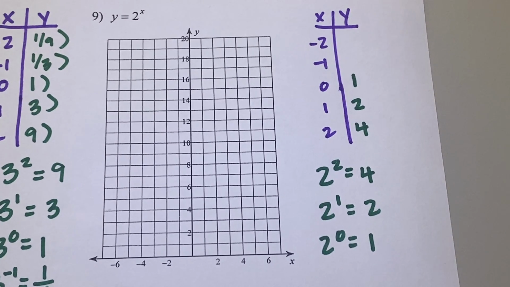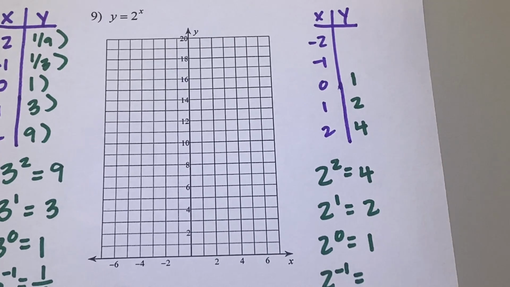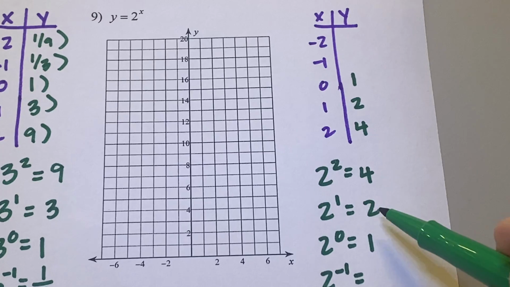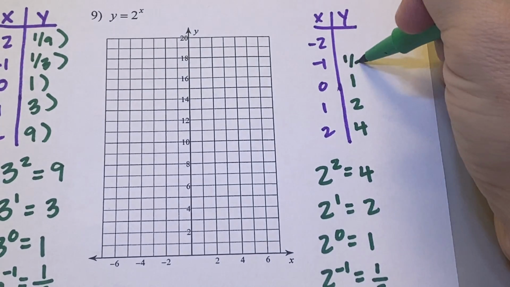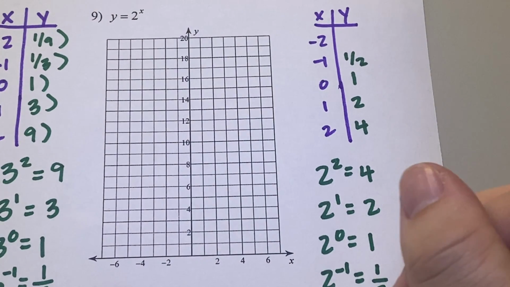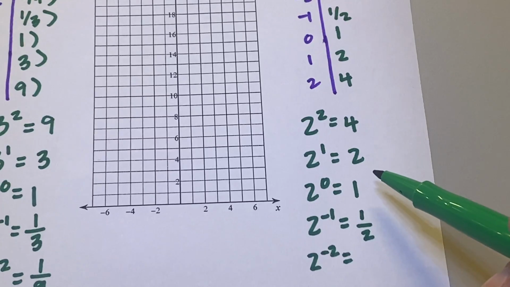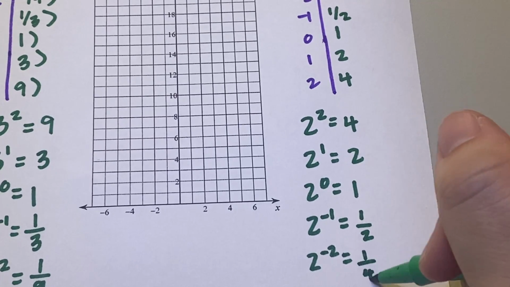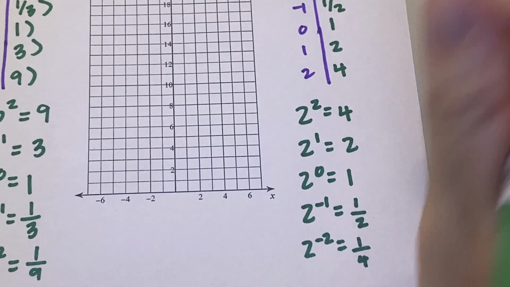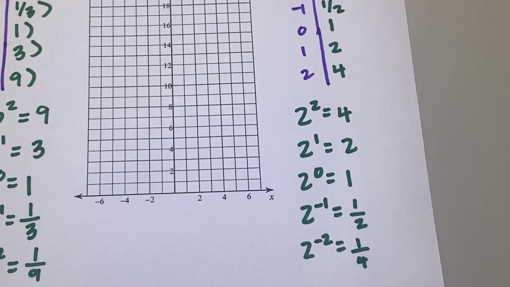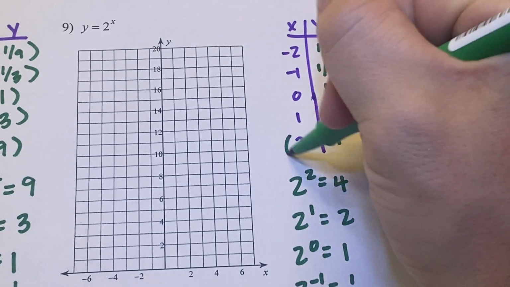Okay, so then we have our negatives. So just flip those guys. So now 2 to the -1, instead of 2 over 1, it's 1 over 2. Love it. Then our -2, instead of 4 over 1, becomes 1 over 4. Good job. And look at that. You guys have all of your coordinate points. Okay, so let's go ahead and graph these guys.